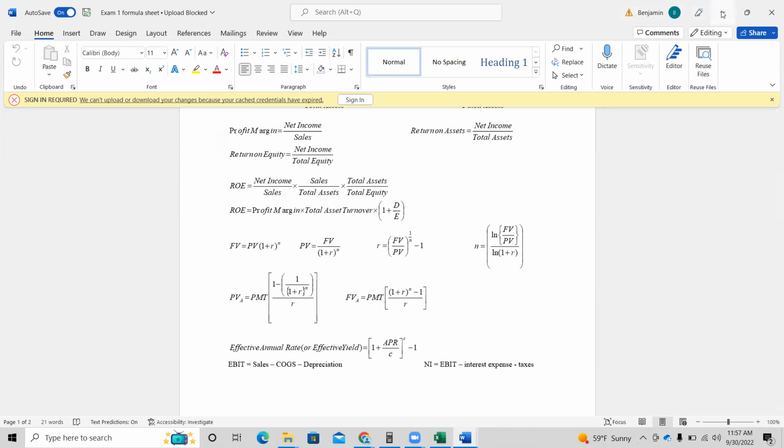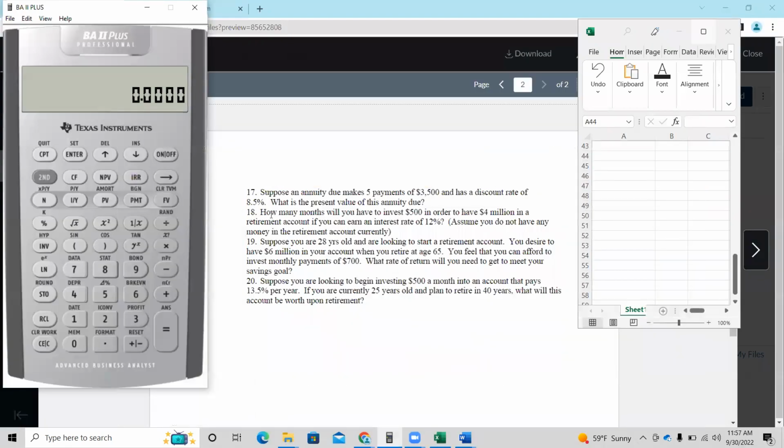Okay, so let's do this. In 18, how many months will you have to invest $500 in order to have $4 million in your retirement account if you can earn an interest rate of 12%? Now assume you don't have any money in the retirement account currently. All right. So again, the three questions we ask is, what do we solve for? How frequently does interest compound? And what are my outflows and what are my inflows?